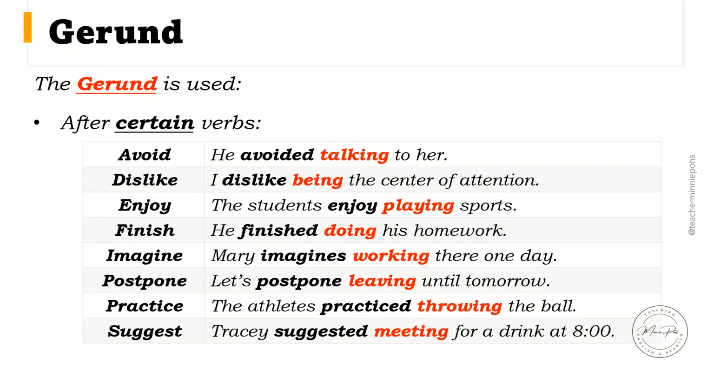Let's see the examples. He avoided talking to her. I dislike being the center of attention. The students enjoy playing sports. He finished doing his homework. Mary imagines working there one day. Let's postpone leaving until tomorrow. The athletes practiced throwing the ball. Tracy suggested meeting for a drink at 8 o'clock.